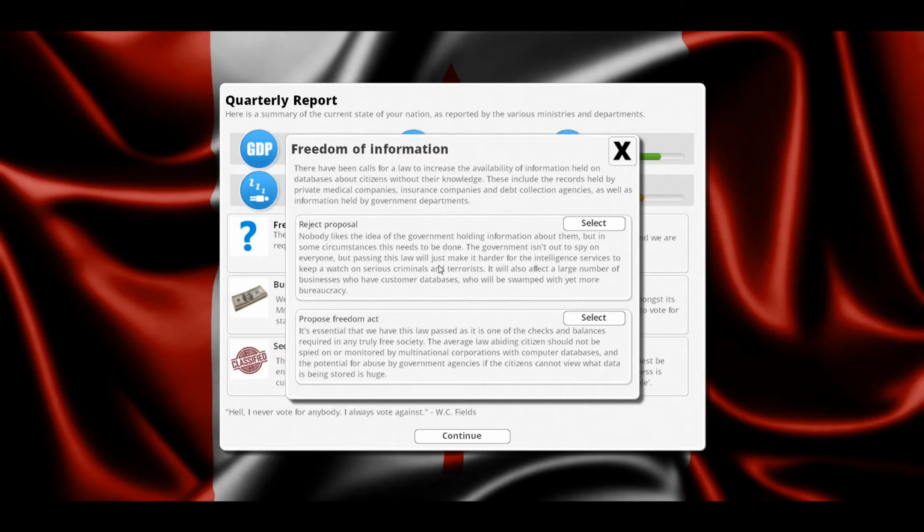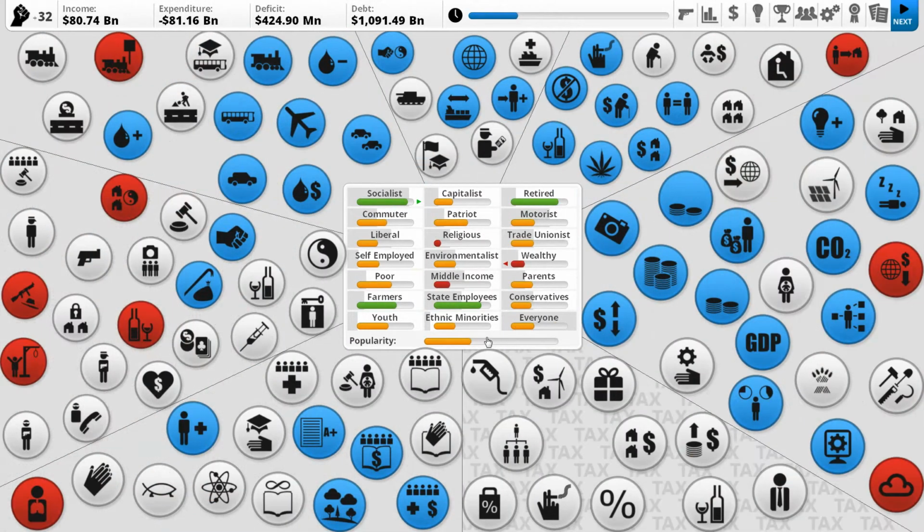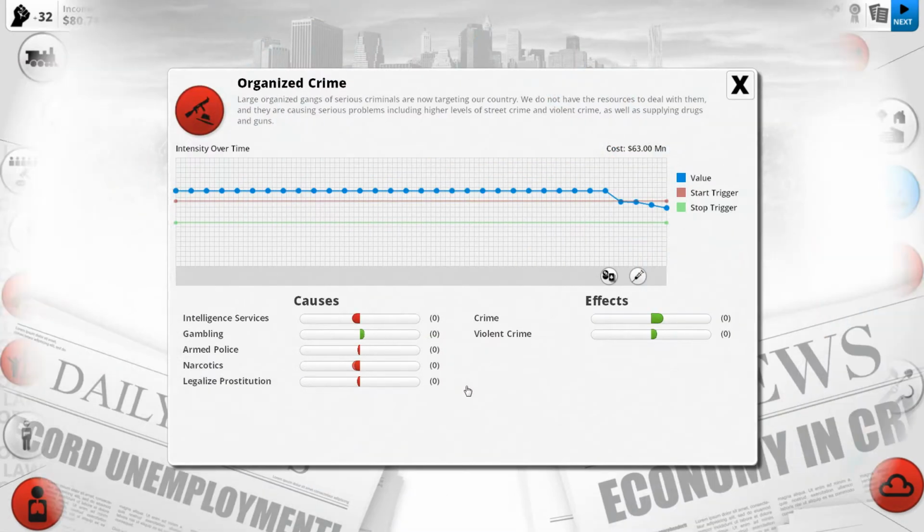Yeah. This is, it says passing this law will just make it harder for intelligence services to keep a watch on serious criminals and terrorists. Oh, this isn't the Facebook one. This is a different one. This is where they want the government to open their doors and explain everything. I'm actually going to reject this proposal because we have a crime problem. In real life, I'd be like quite the opposite. But I need to get rid of this organized crime.